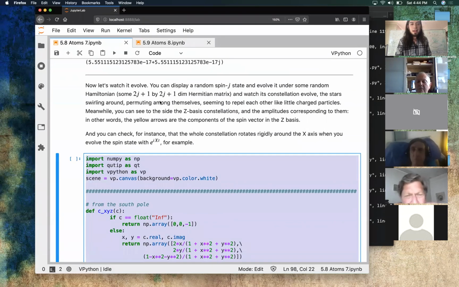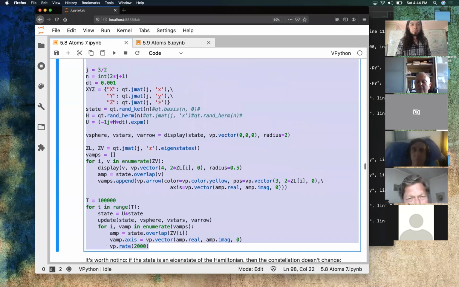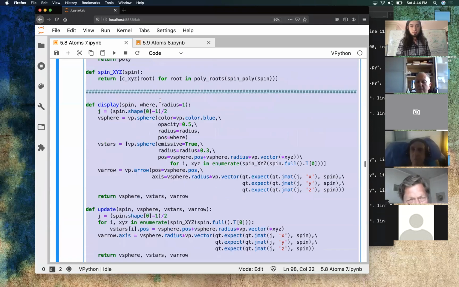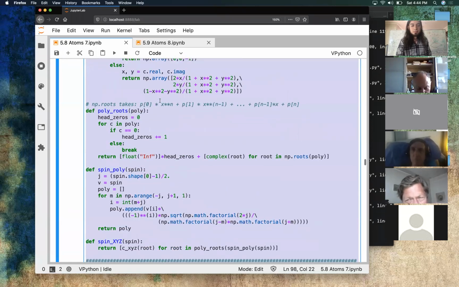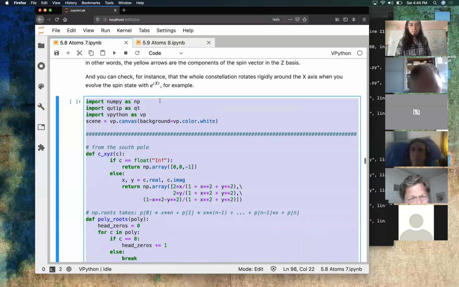Matthew, yeah, I lost you. How does this relate to the roots of the polynomial? Are the superposition states the roots? Do they correspond to the roots of the polynomial?